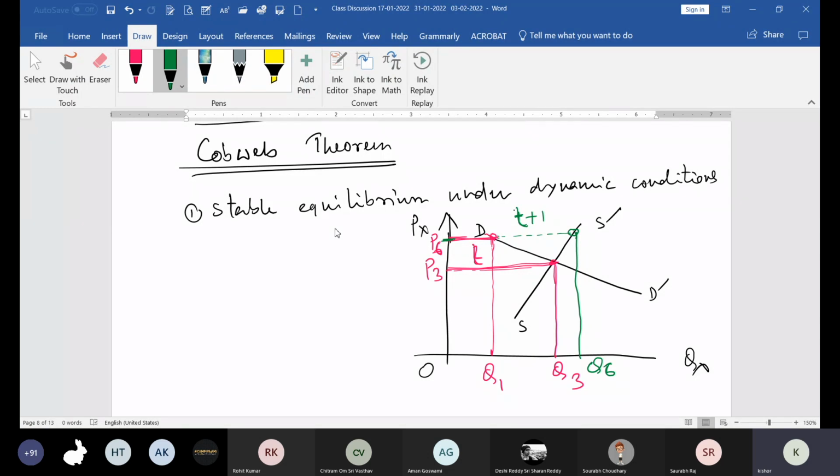So tomorrow in market, what will happen? Initially, a situation will arise that demand is OQ1, supply is OQ6, because supply will be represented by supply curve. So at T+1 time period, supply is OQ6, demand is OQ1. So this Q1, Q6 portion will be surplus supply in market. This Q1, Q6 is the surplus supply, this portion.